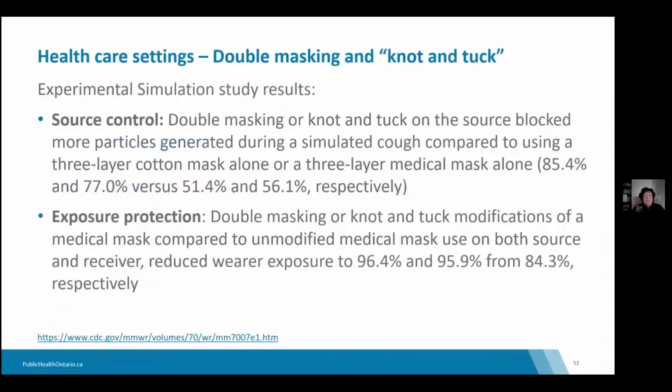Next slide. So they found with this simulation, if you were looking at source control, both the double mask and the knot and tuck concept did seem to prevent more particles being generated and escaping around the mask. It seemed to reduce the number of viral particles. The exposure protection, which is really protecting the wearer, also found that there was less viral exposure, as you can see, with both the double masking or the knot and tuck. So those modifications seem to be effective. This is a lab simulation only. And what it really means in real world situations is unclear. And it had a very limited study design and did not really work with a lot of different mask types.